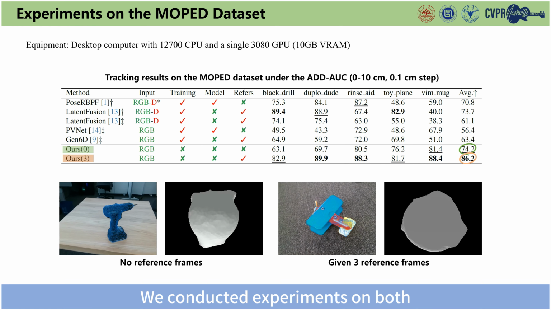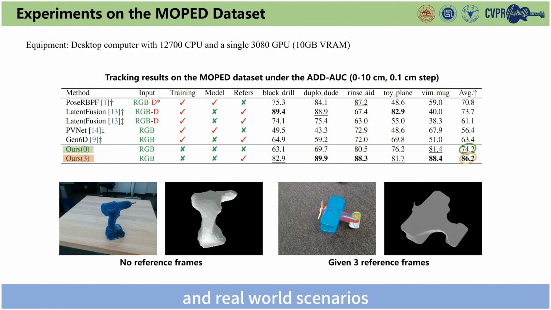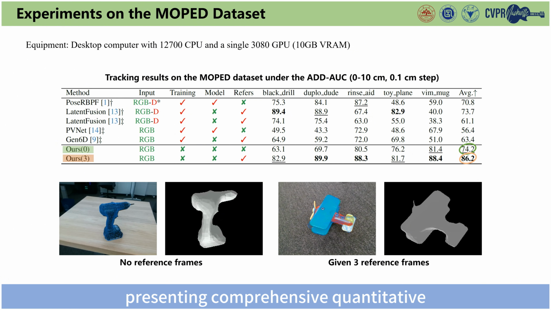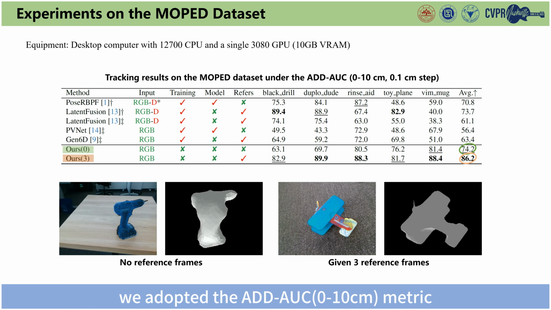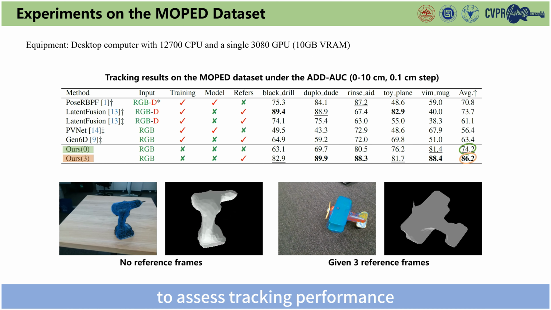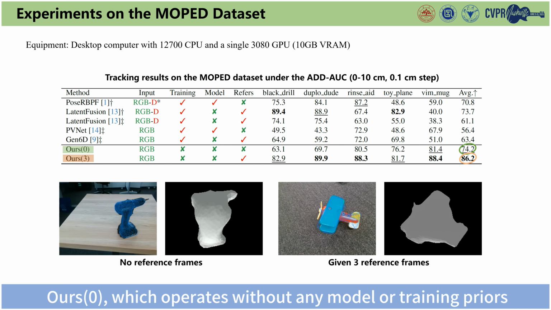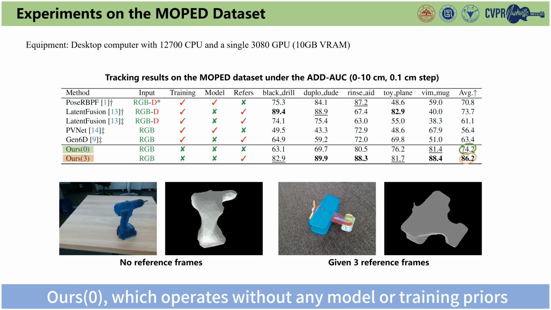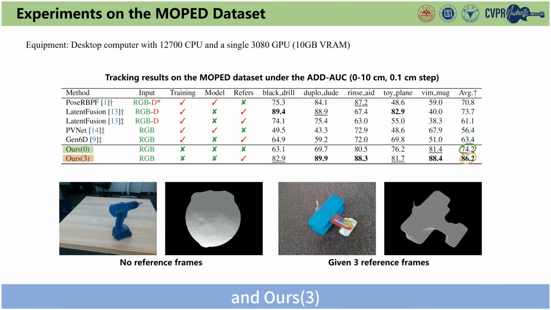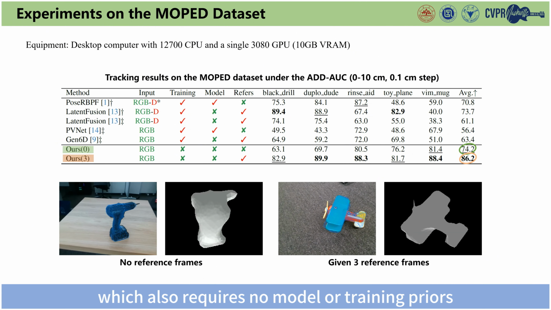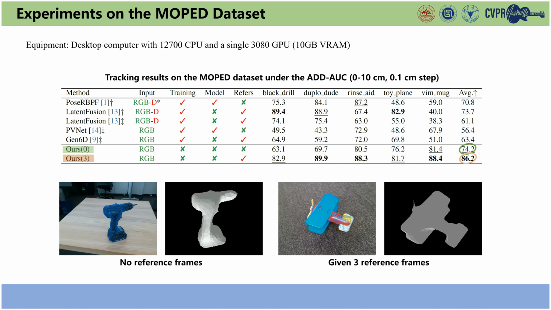We conducted experiments on both publicly available datasets and real-world scenarios, presenting comprehensive quantitative and qualitative results. On the MOPE dataset, we adopted the ADD-OC metric to assess tracking performance. We tested two versions of our method, R0, which operates without any model or training priors and does not use reference frames, and R3, which also requires no model or training priors but incorporates 3 reference frames.